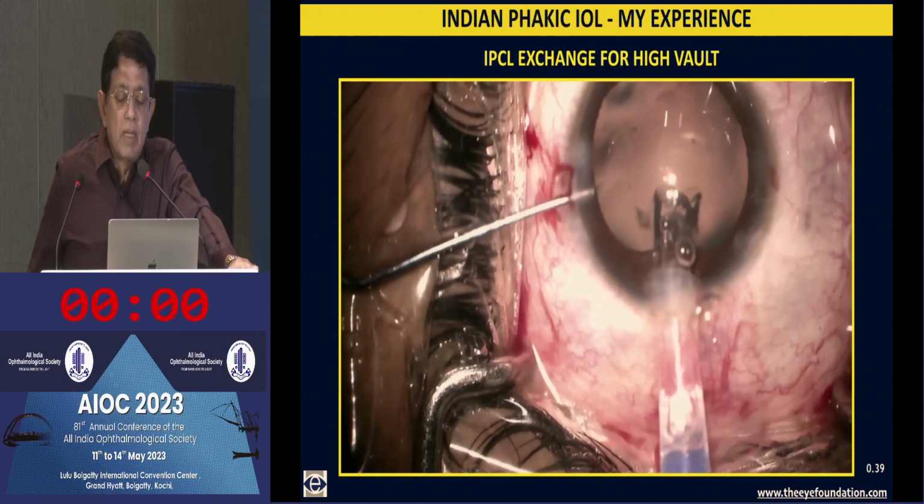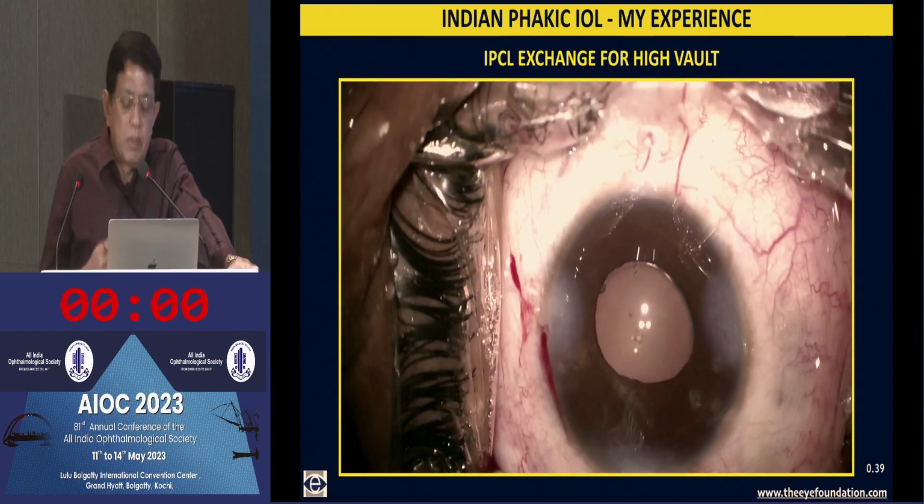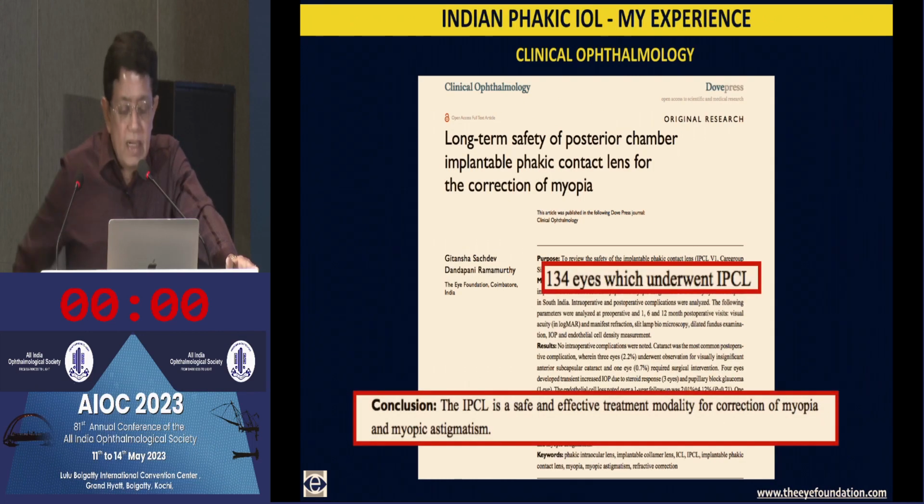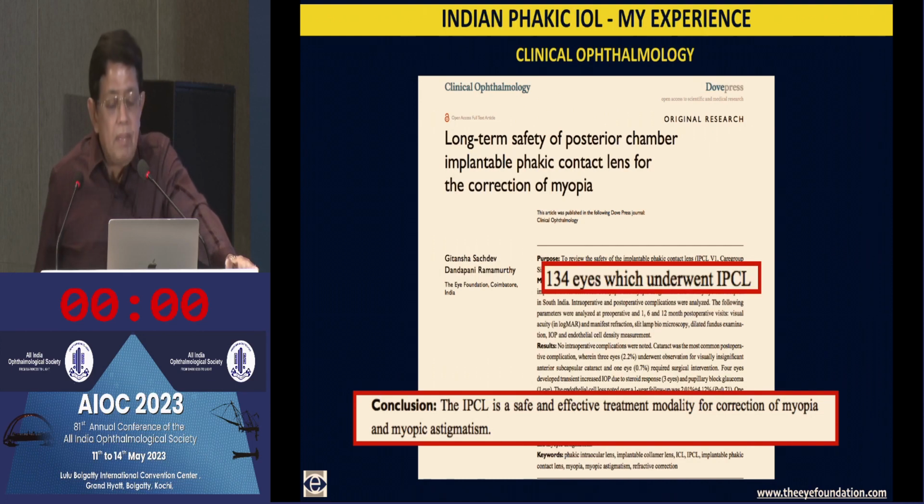Then subsequently, you inject the lens. In this case, because for high vault, we actually reduced the size of the lens by about 0.5 millimeters and then implanted it. We have published on our experience with these lenses, and the initial publication showed, of 134 eyes analysis, that it is a safe and effective treatment modality for correction of myopia and myopic astigmatism.